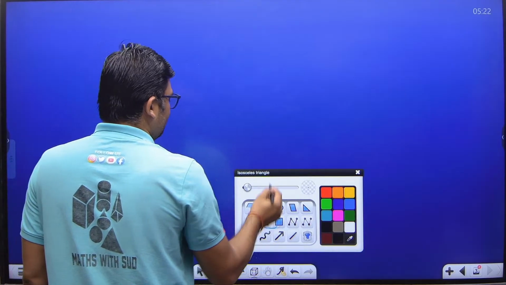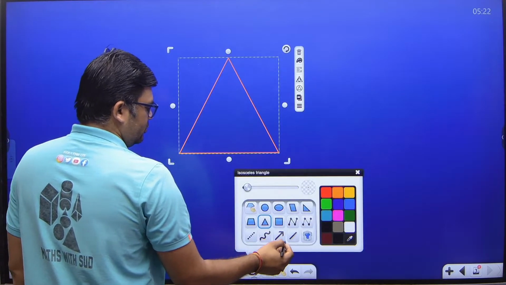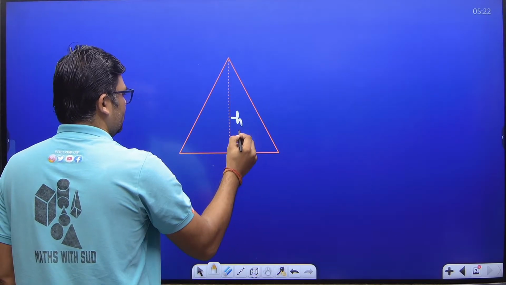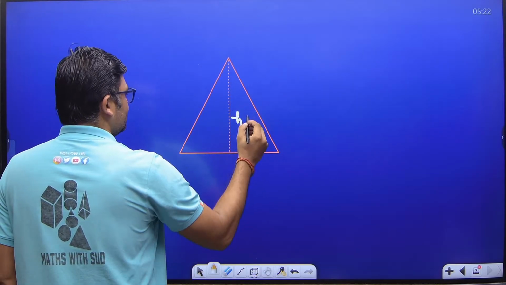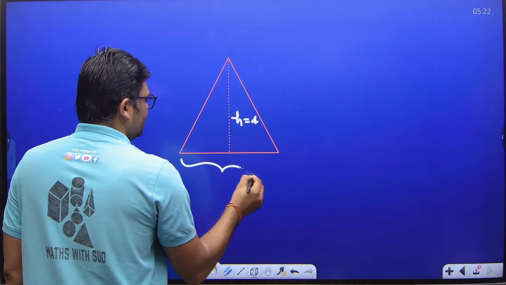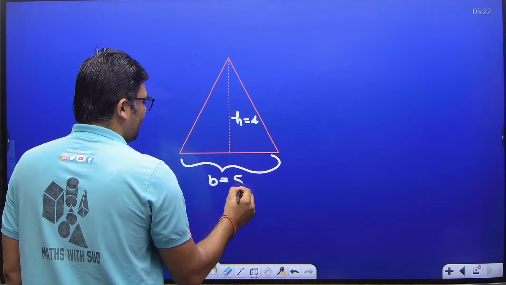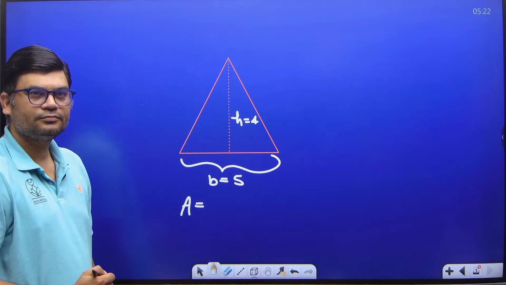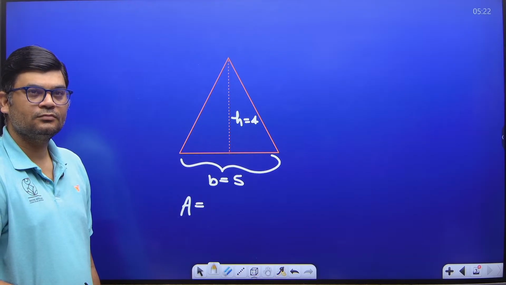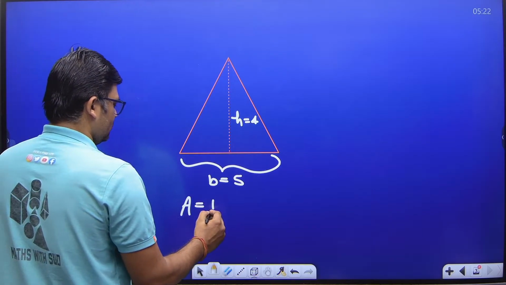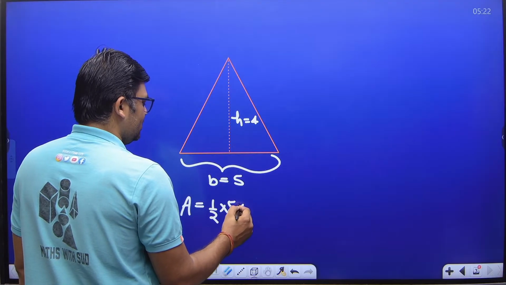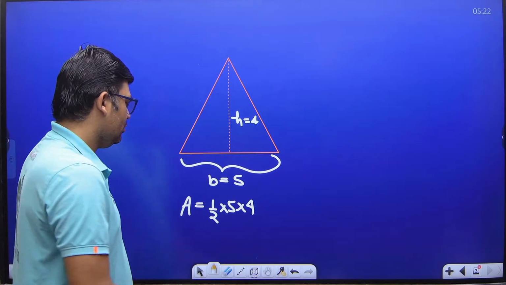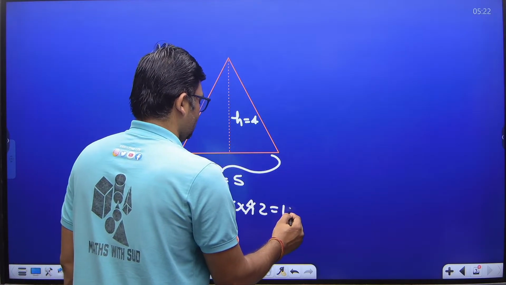Now suppose you have a triangle. So in the triangle, suppose that this is height, and height is given as 4 units, and this is base, base is given as 5 units. So what is the area of a triangle? You would just do A equals 1/2 times base times height. You remember this formula? That's 10. Okay, wonderful.